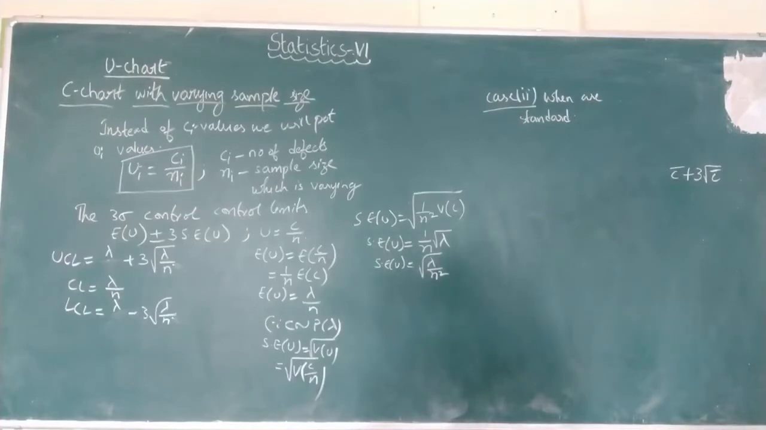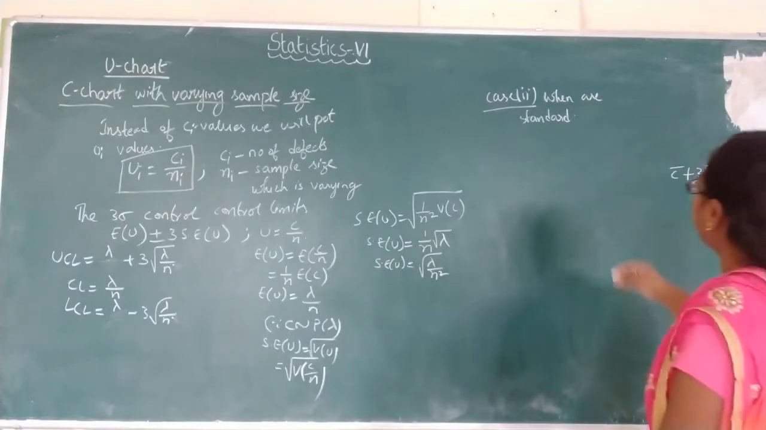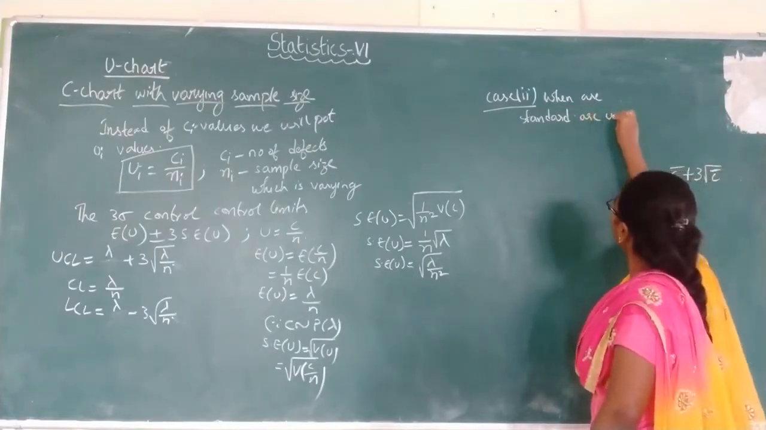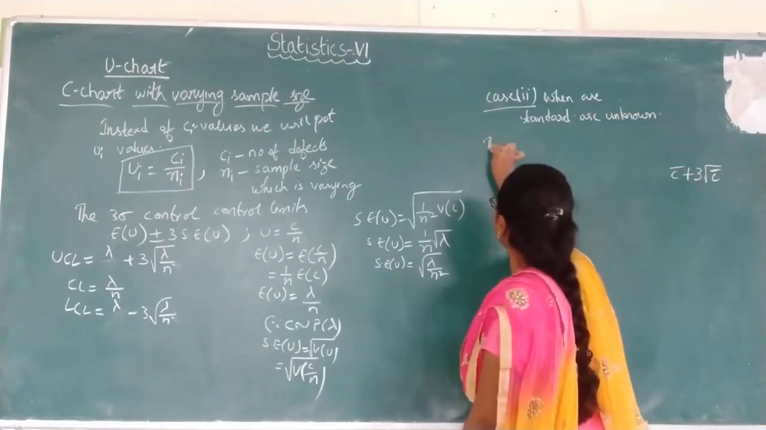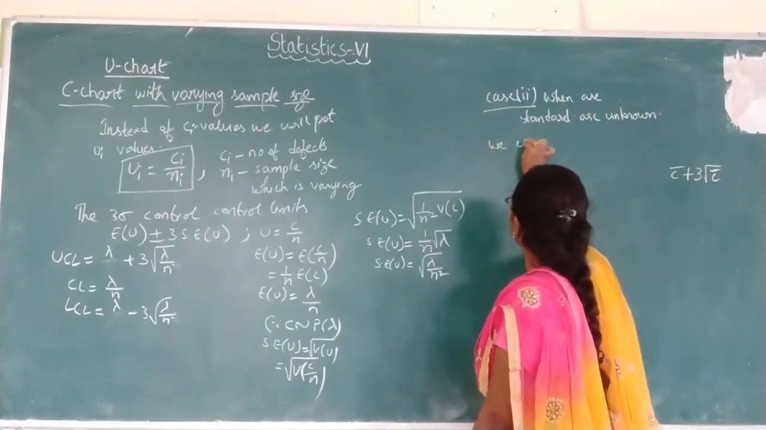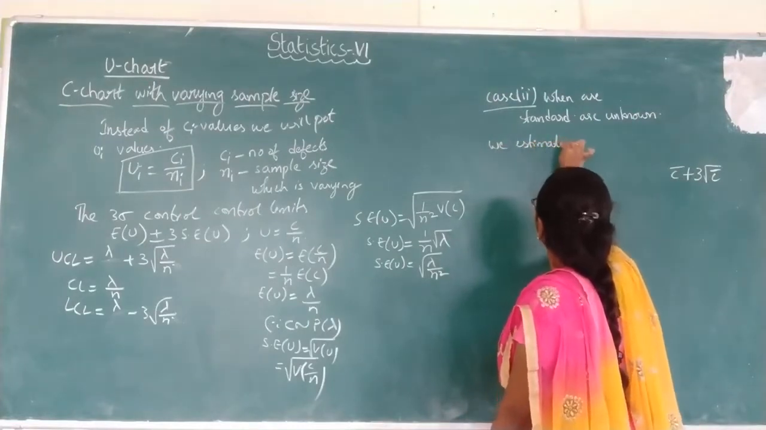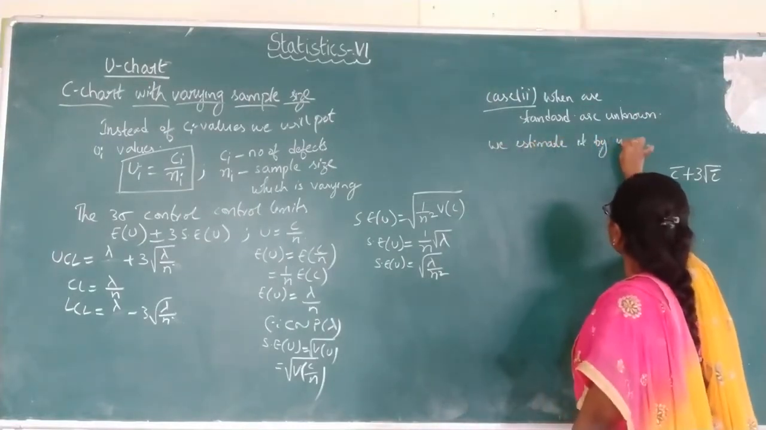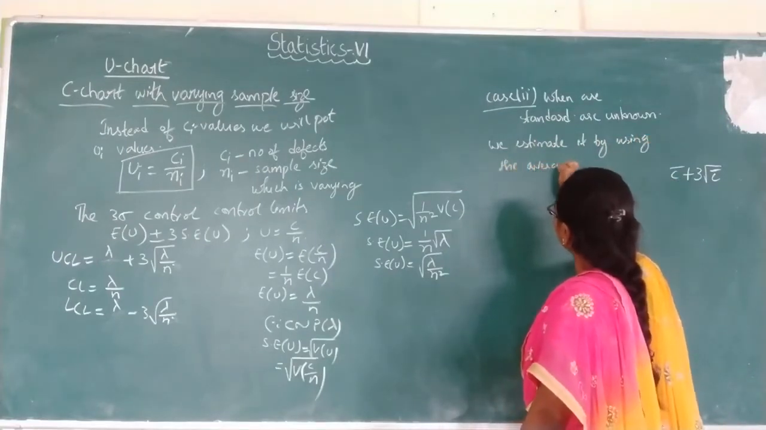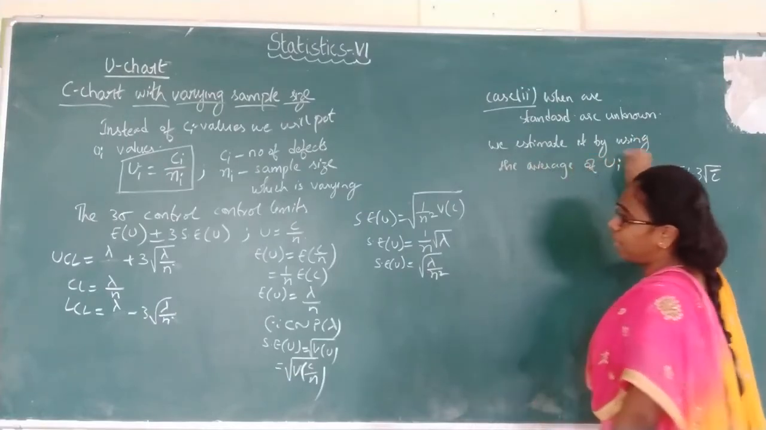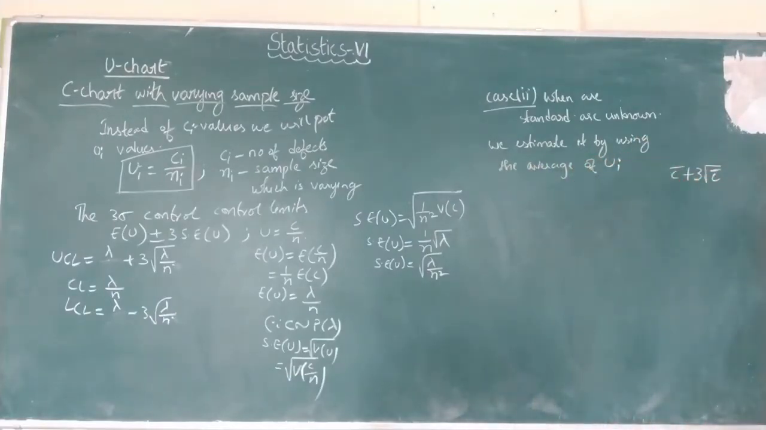So if lambda is unknown, we will be estimating it by using the average of the ui values. When the standards are unknown, so the 3 sigma control limits, how will you find? We estimate it by using its average, the average of ui.